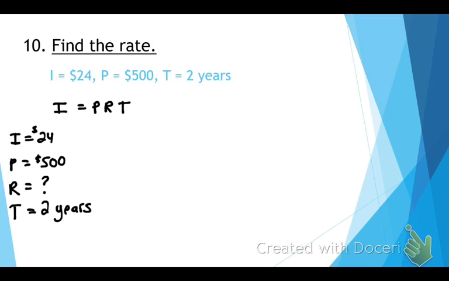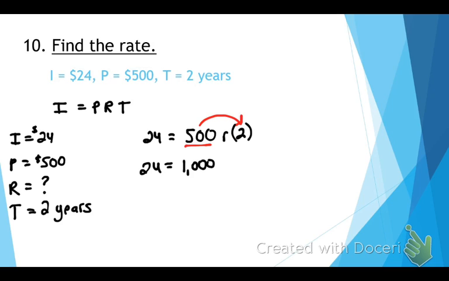Okay, so as I plug things into my formula, $24 equals the principal, 500, times the rate, times the years. As you can see, on the right-hand side, I can multiply those two together. What do I get when I do that? 1,000. So I have 1,000 times R. Your goal is to get R by itself, so you have to divide by 1,000.